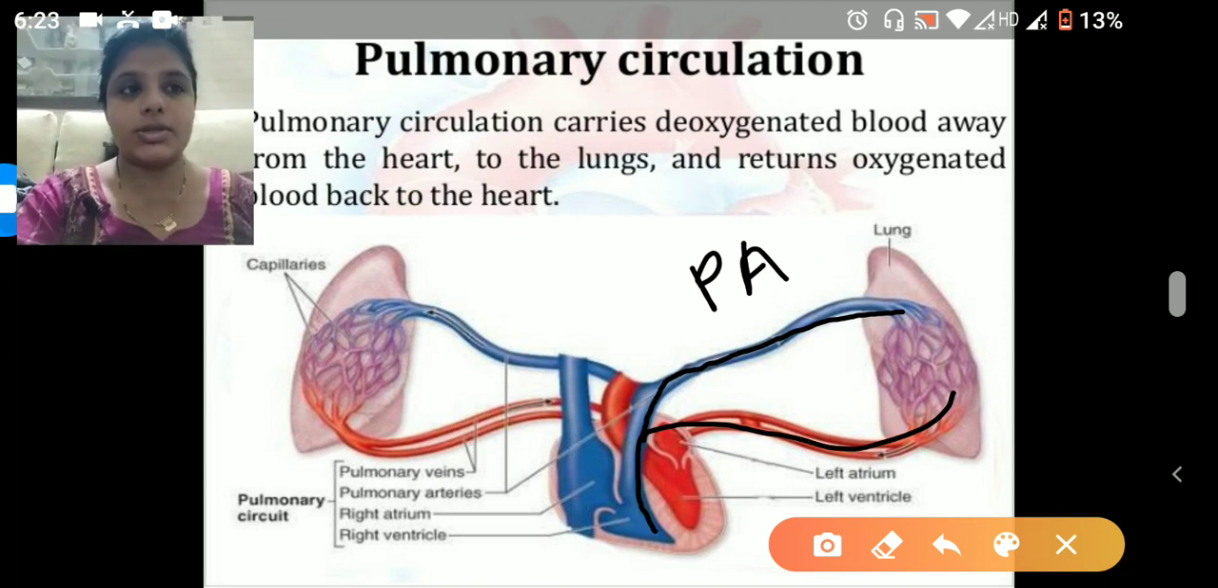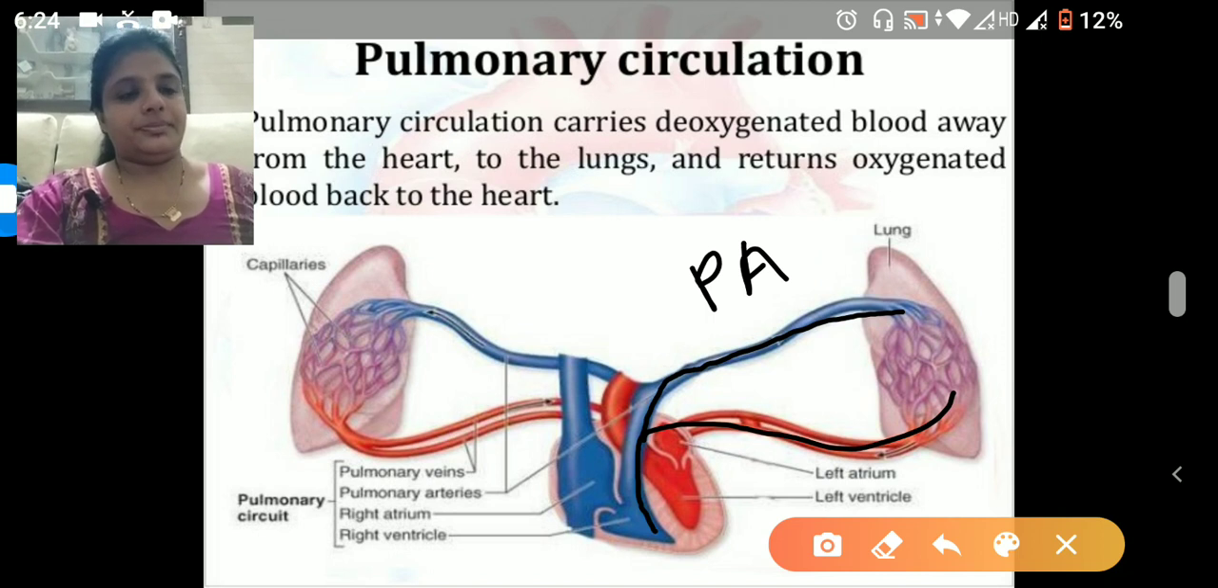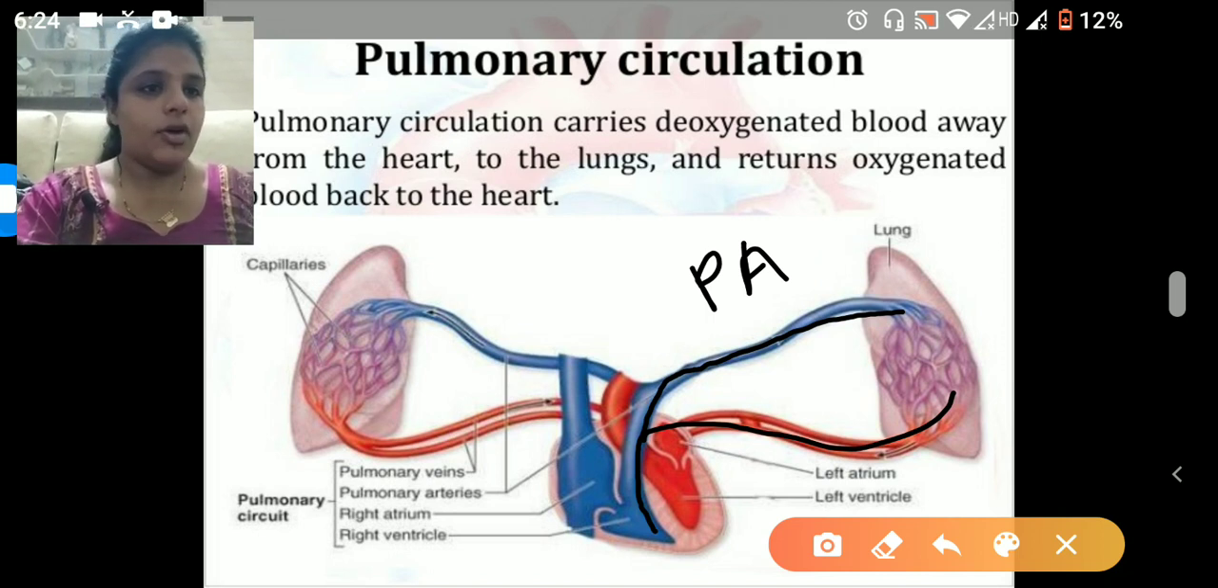It carries deoxygenated blood and gives it to the lungs. In the lungs there is an exchange of gases. It will give out carbon dioxide and collect oxygen, and from there it will collect oxygenated blood through the pulmonary vein and it enters into the left auricle.